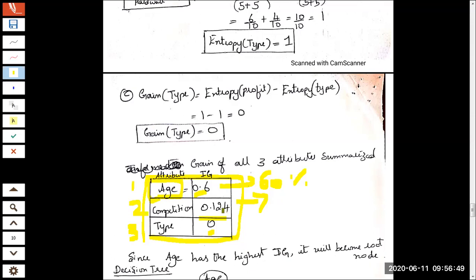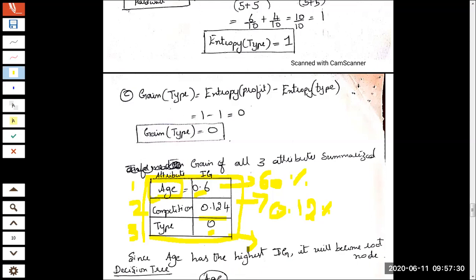Now, coming to competition. What is the gain of competition? The gain of competition is 0.12, meaning that 12%. Okay, what does it mean? It means that if you make the competition attribute the root node, it will reduce 12% of the entropy. It will remove 12% of the impurities. You can understand in those terms. And if you consider type, it is 0, meaning that it is not removing any impurities in my data set. Impurity means, try to understand, it's from heterogeneous to homogeneous.